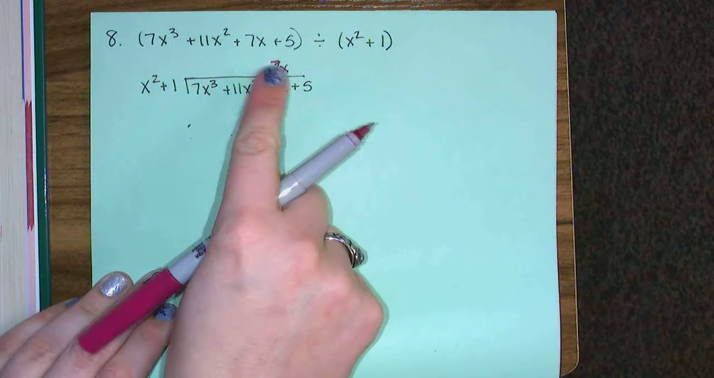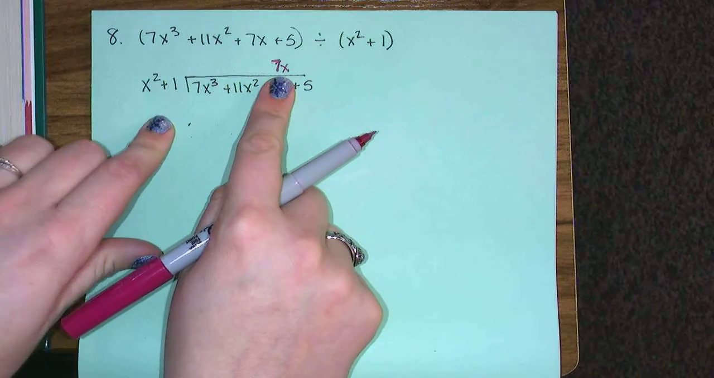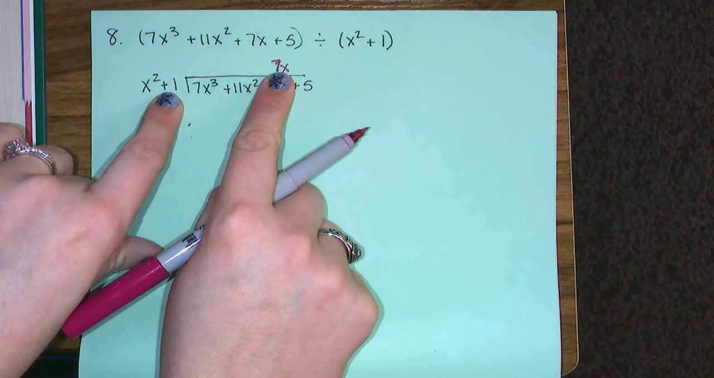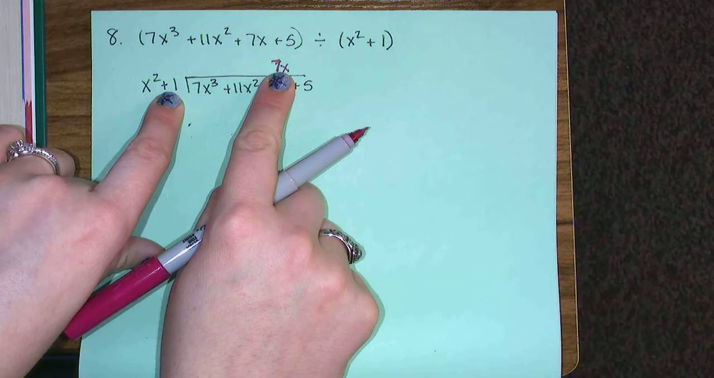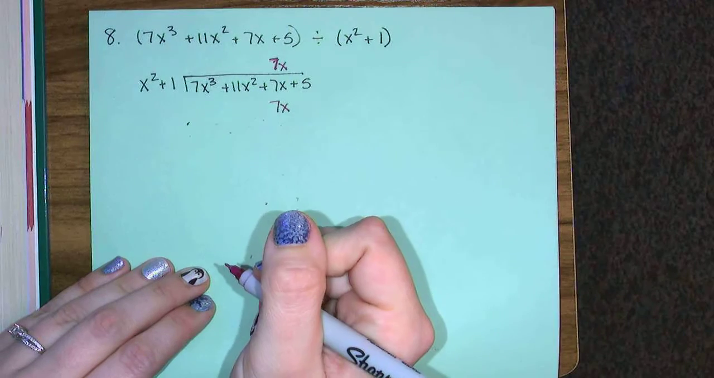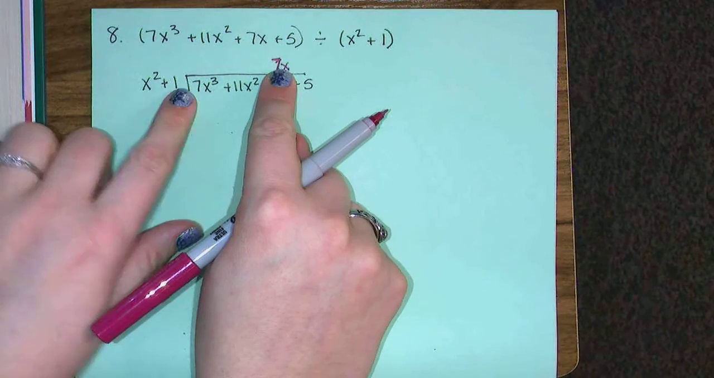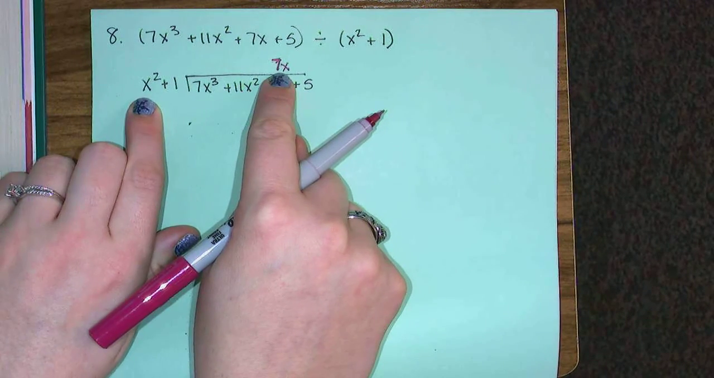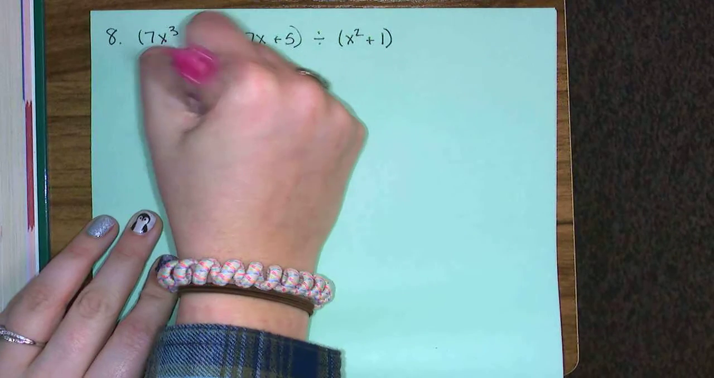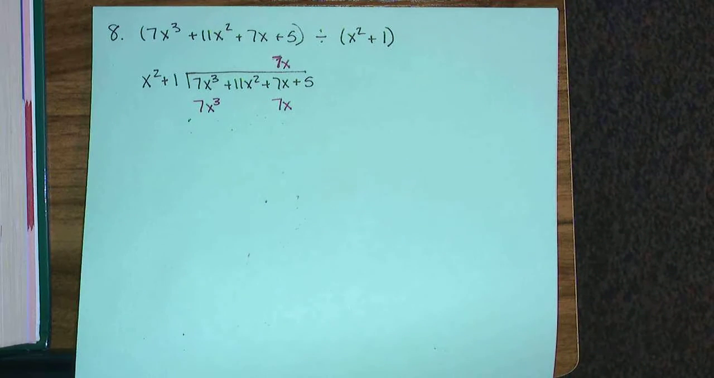Okay, so 7x is above this other 7x that's there. So 7x times 1 is 7x. Then 7x times x squared is 7x cubed. I promise it's going to be really easy. It looks scary. It's not.